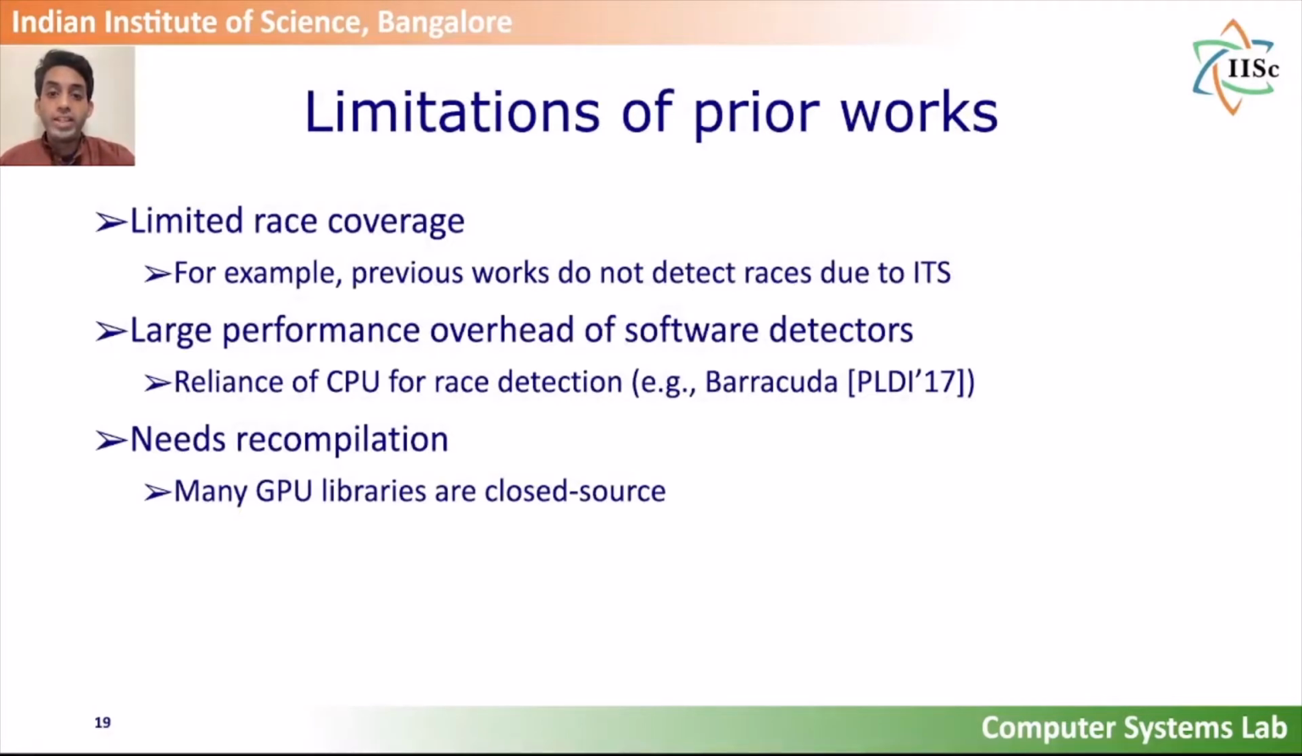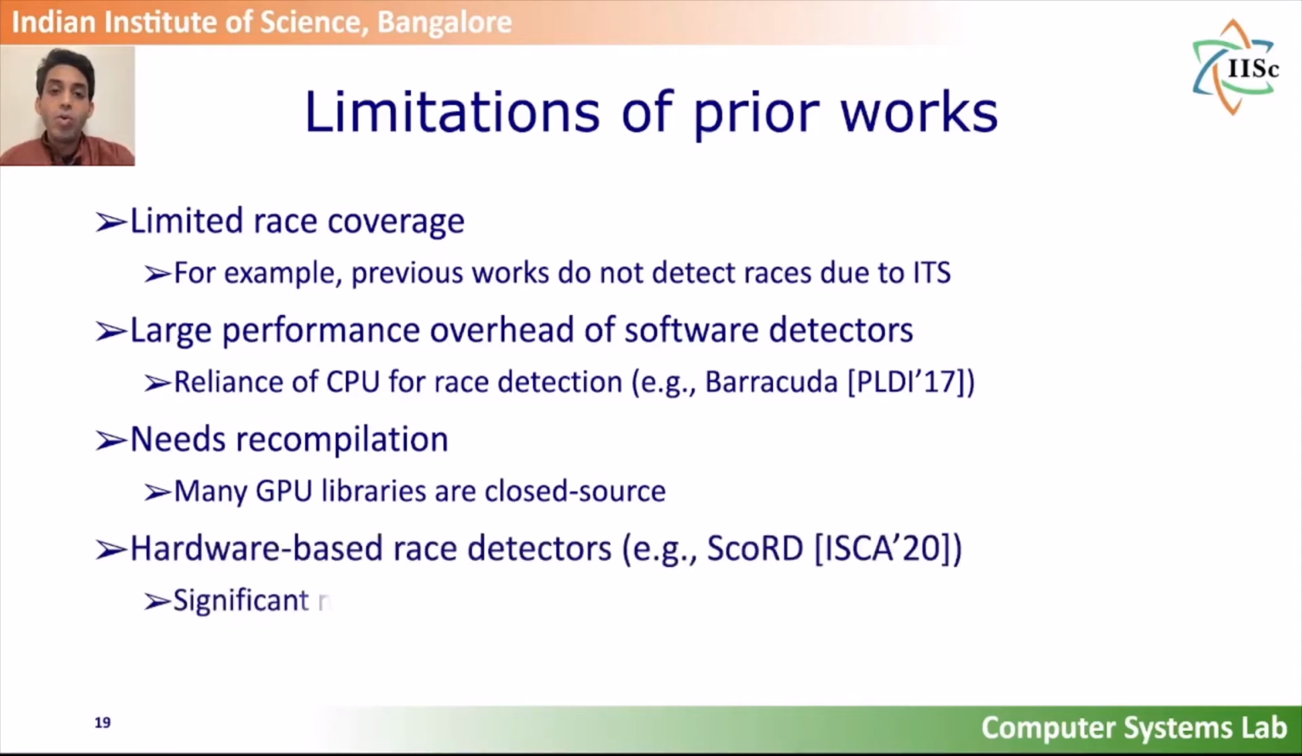While GPU race detection is not a new topic, we notice that prior work has many limitations. For example, they do not support all the features that modern GPUs have, such as races caused by ITS. While low overhead detectors exist, such as our prior work ScoRD, these require significant new hardware to be introduced.